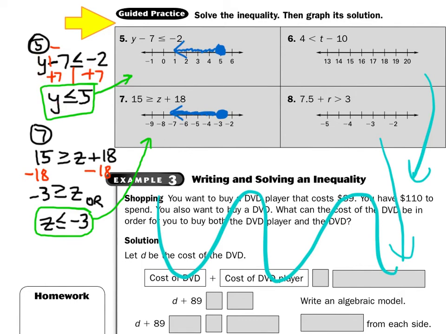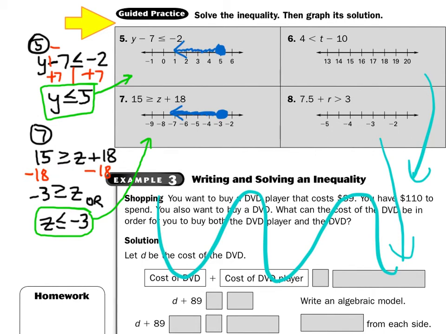So bring down the y. A negative 7 plus a positive 7 destroys each other. Bring down the inequality, and then negative 2 plus 7 gives us 5. So that is y is less than or equal to 5. So I want to see a solid closed dot on 5 because it could be equal to, and then shade everything less, everything smaller.